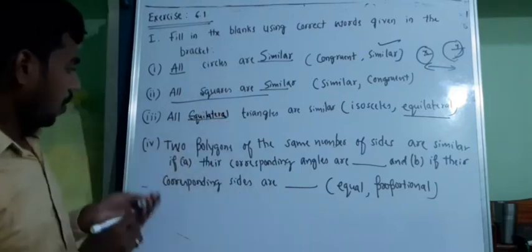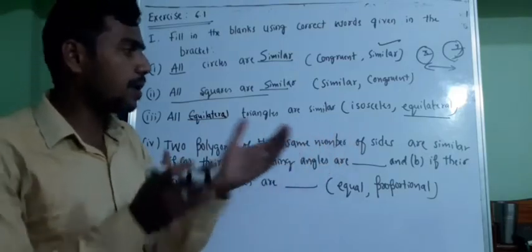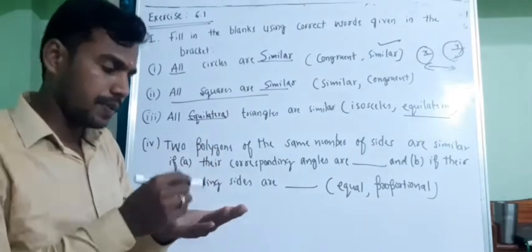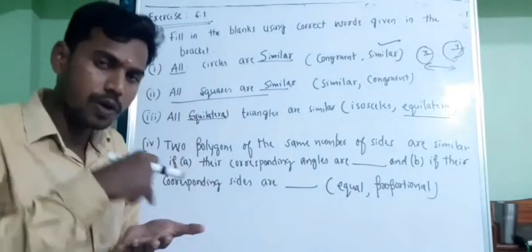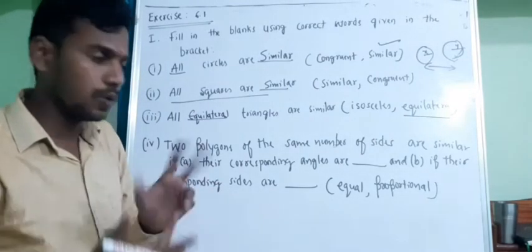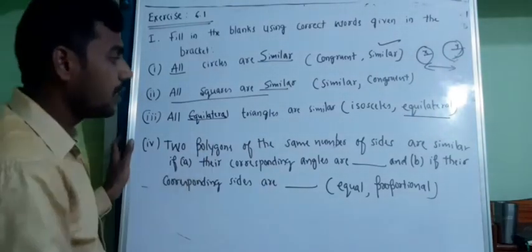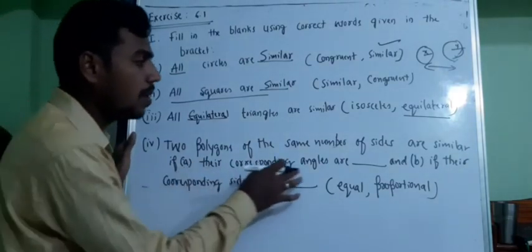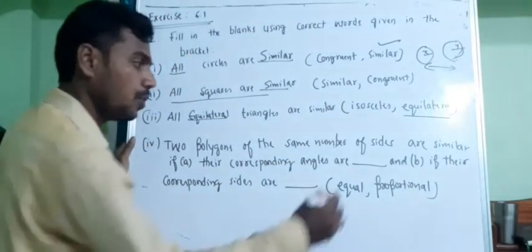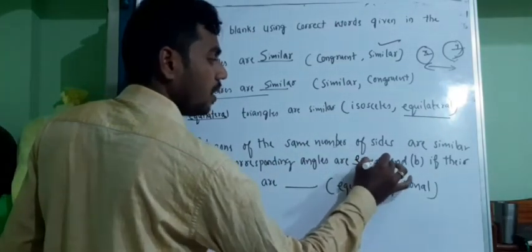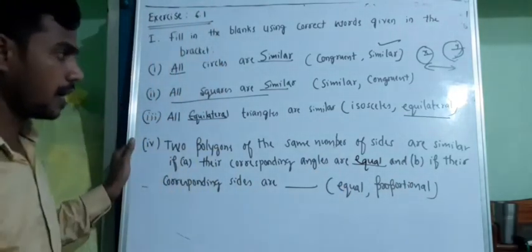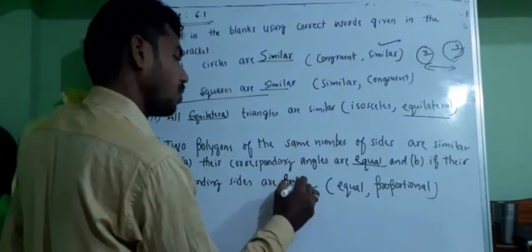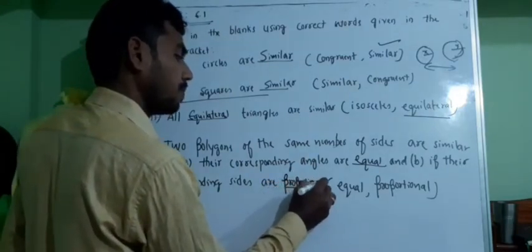Next, the fourth question: two polygons of the same number of sides. Means if I am talking about triangles, I should talk about two triangles. If I talk about squares, I should talk about two squares. In that way, two polygons of the same number of sides are similar if, first condition, their corresponding angles are, how should the corresponding angles be? They should be equal. We need not look at the options. And B, if their corresponding sides are proportional. Please note this down.